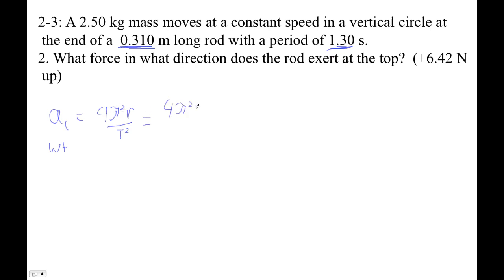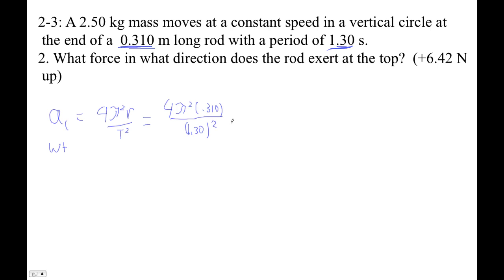4 pi squared times 0.31, right? We have to do this first, and then we can figure out clever things like what's the force at the top. Okay, so we have to square that. Now we just need a calculator. All right, here we go. This is 4 times pi. Oh, you have to turn your calculator on first. 4 times pi squared. It's the end of a long day here. Times 0.31 divided by 1.3 squared.